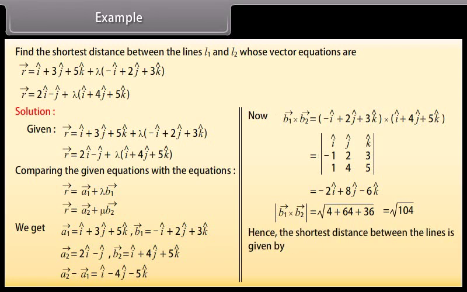Hence, the shortest distance between the lines is given by the modulus of (−2 − 32 + 30) divided by the square root of 104, which equals 4 by the square root of 104.